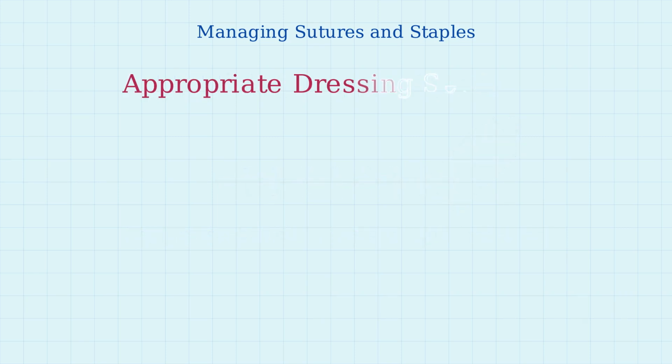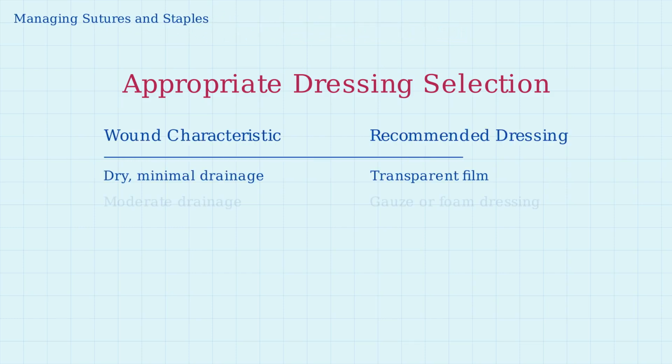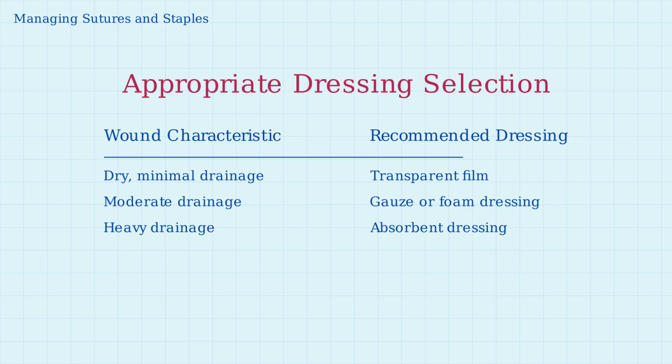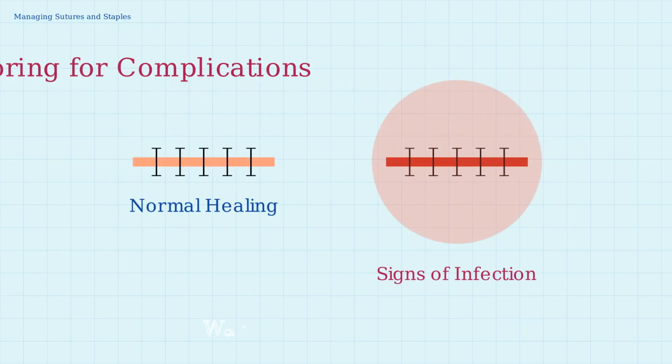Choose the appropriate dressing based on wound characteristics. Dry wounds with minimal drainage benefit from transparent films, while moderate to heavy drainage requires more absorbent dressings. Monitor the wound regularly for signs of infection, excessive tension, or dehiscence. Warning signs include increased redness, swelling, pain, discharge, foul odor, or if the wound begins to open.